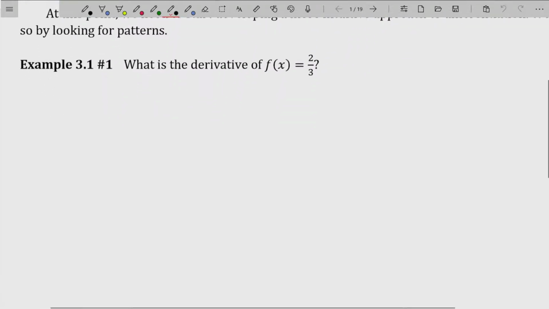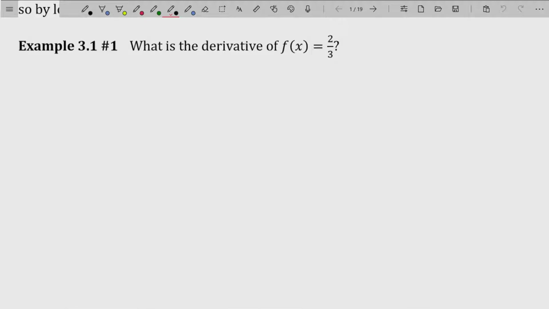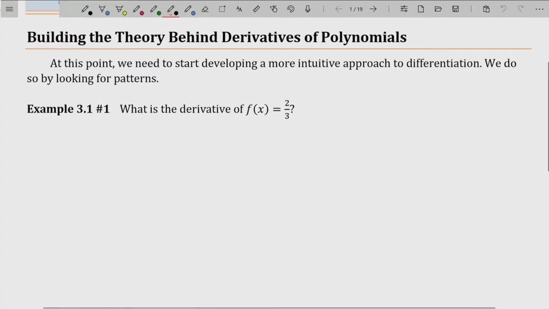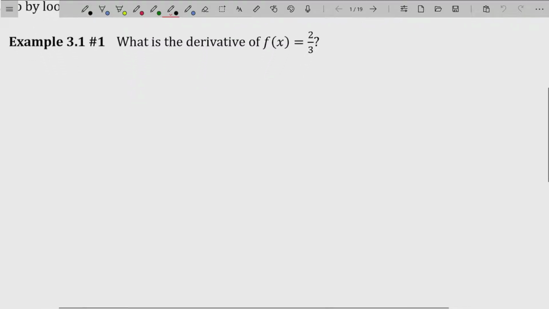What is the derivative of f of x equals 2/3? Now, I mentioned it in the sentence above. At this point, we need to start developing a more intuitive approach to differentiation rather than just the limit definition all the time. And this is a great starter example to showcase that idea. If I graph this line out, it is just a horizontal line. In fact, let me quickly sketch it out. It is the horizontal line at a height of 2/3.